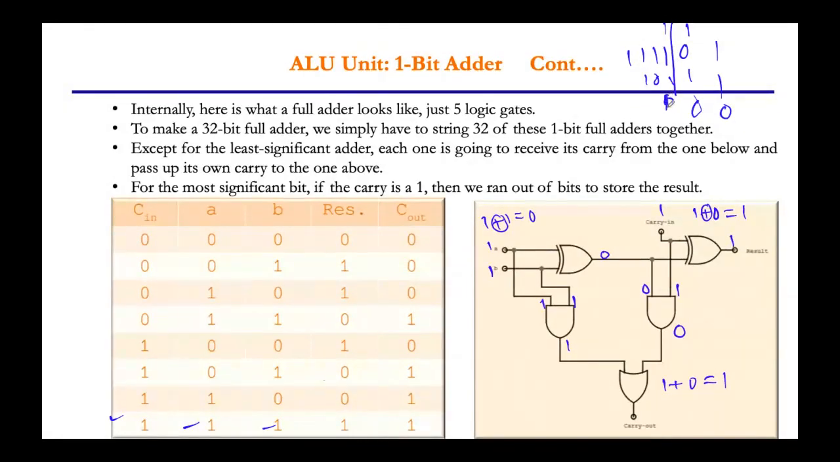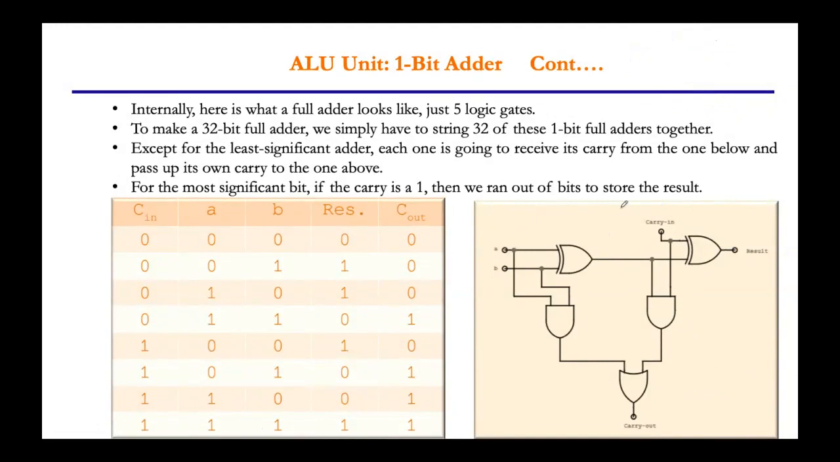Sorry, 1. Your result is 1, and 1 will be your carry out and carry in. Okay. Then comes the next case, 1 plus 1. Here it is 1, 1, 0. That means carry in is 1, input 1 is 1, and your second input is 0.